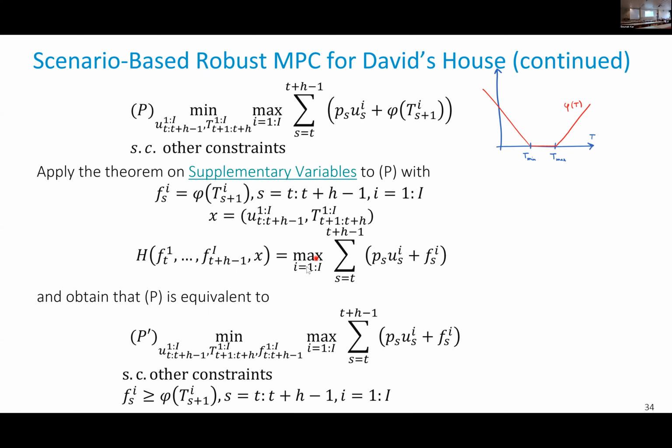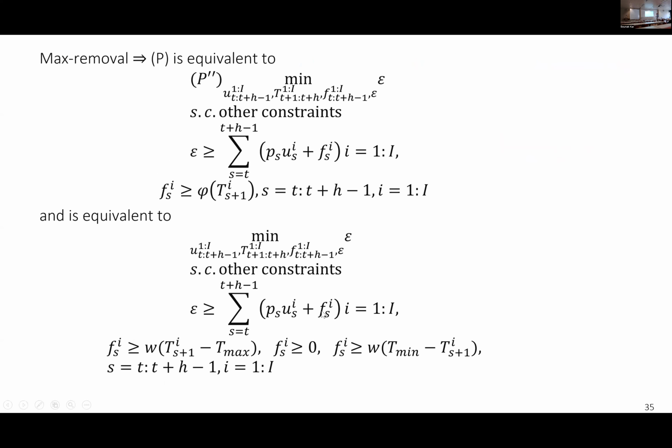Yes, this function. I still have a max here, but we know also, so second step, we need to remove this max by adding another variable, epsilon, and saying that the max is larger than all the terms, which are now itself summations here. So we're almost done.